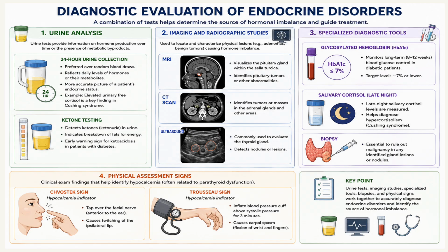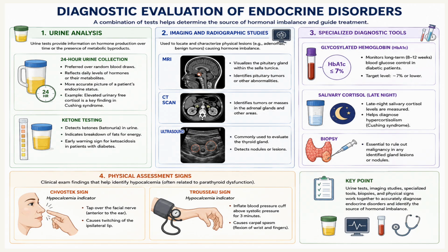So when gland lesions or nodules are discovered, what do we do next? As we mentioned in our cancer lecture, a biopsy, right, is the standard. It might be performed to determine whether the tissue is benign or malignant. This procedure is essentially helping us rule out cancer and guide treatment decisions.